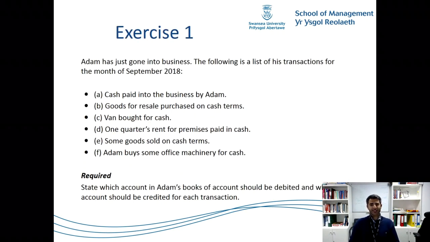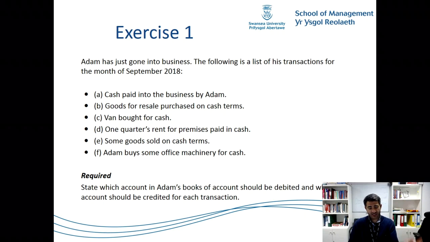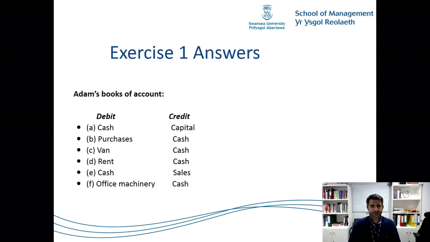Right. Let's have a look at exercise 1 then. Adam has just gone into business, and here is a list of transactions for the month of September. Let's start with the first one. You need to tell me debit or credit: cash paid into the business by Adam. What do you think? Of course, it's cash debit, because business cash goes up, and the capital would be credit because he just started the business. The same example as Emily.